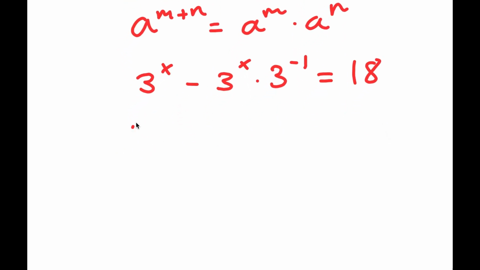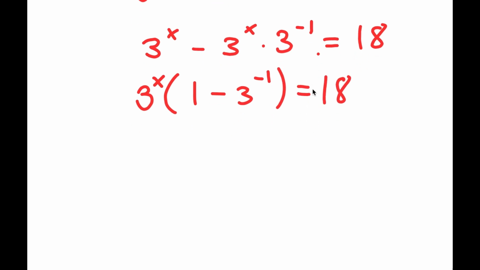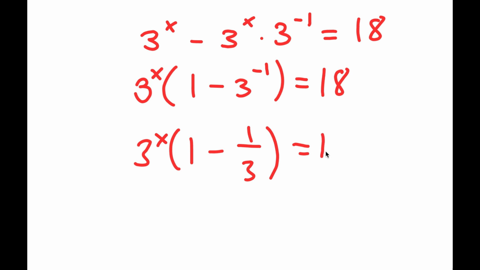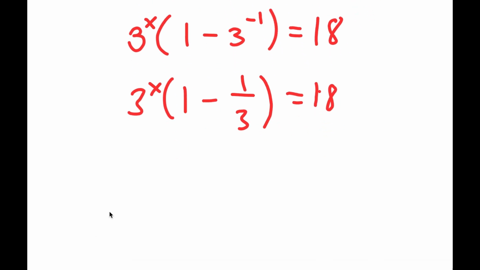Now I'm going to go ahead and factor out 3 to the power of x. So I get 3 to the power of x times 1 minus 3 to the power of negative 1 is equal to 18. And now 3 to the power of negative 1, that's the same thing as 1 over 3 to the power of 1, which is simply 1 over 3. And 1 minus 1 over 3, that's going to equal 2 over 3.